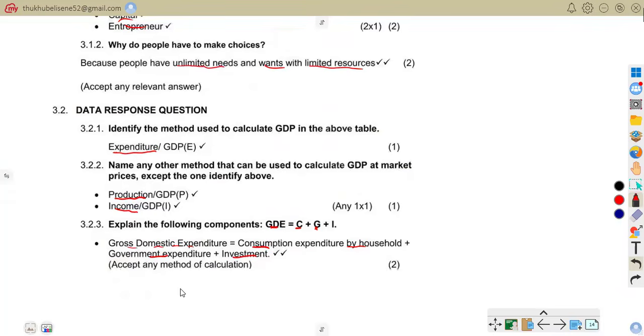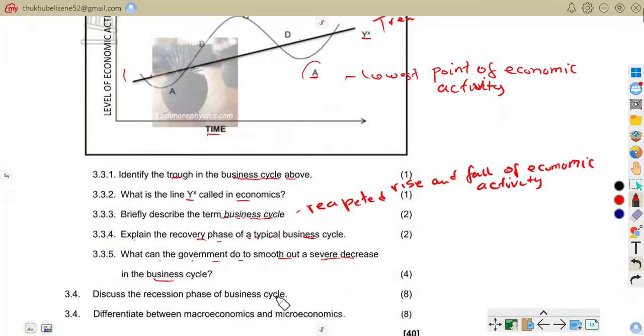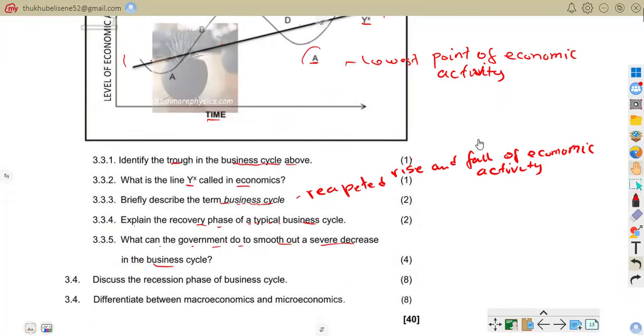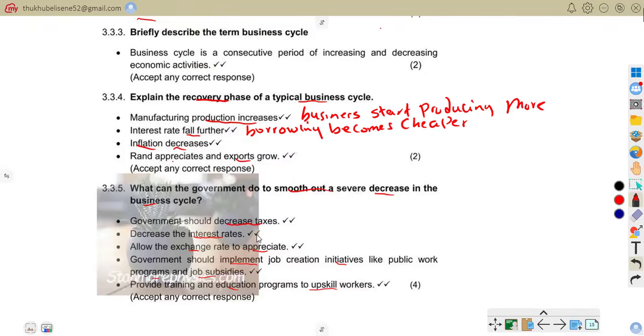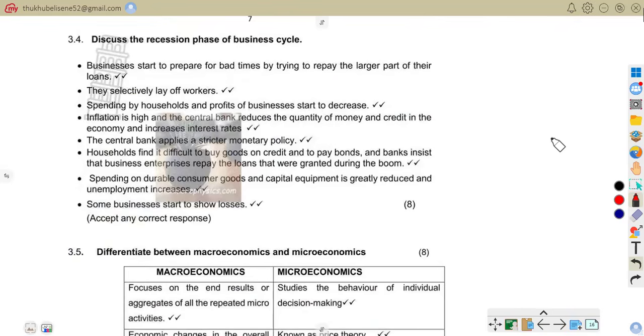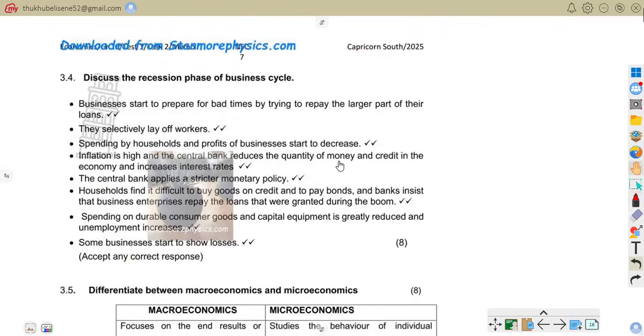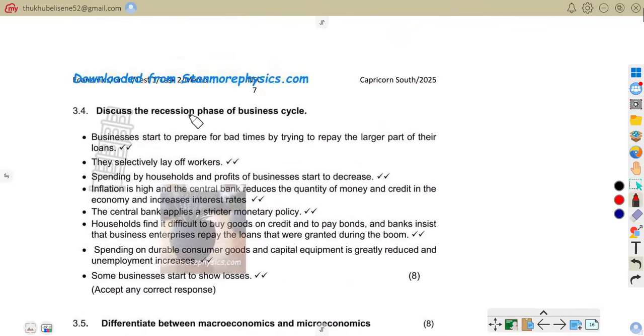So now let us move on to another question. 3.4. Discuss the recession phase of the business cycle. And let's quickly go to the answers for that question. Here we are on 3.4. Discuss the recession phase of the business cycle.